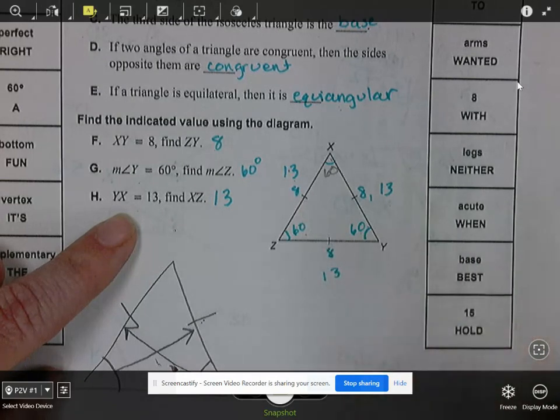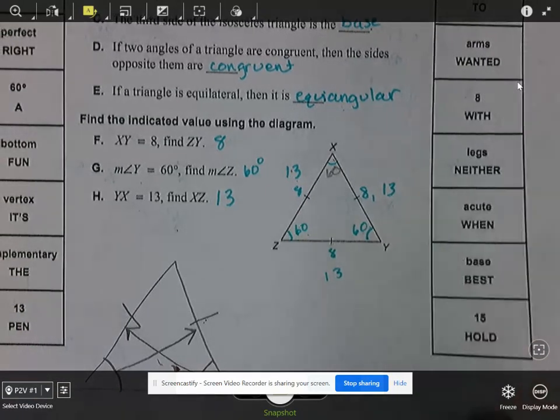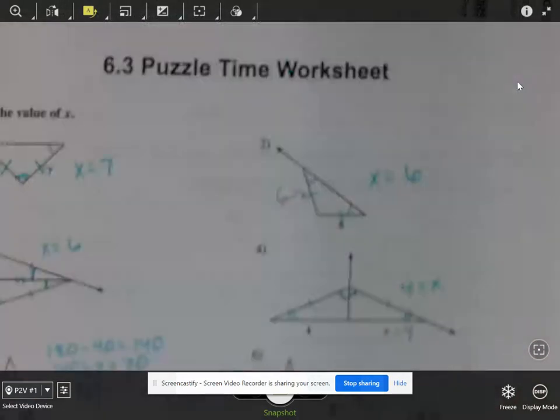But what if you got all of them right? Then that's awesome. You're a smart cookie. All right, turn it over to the back.